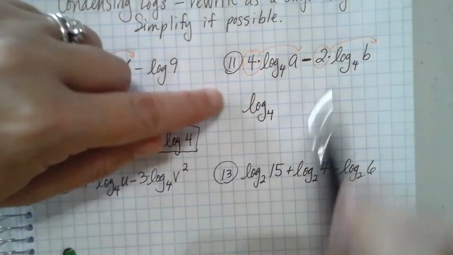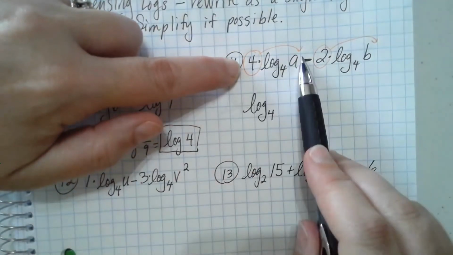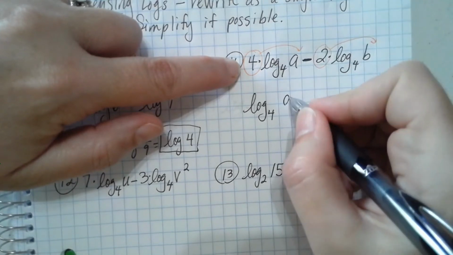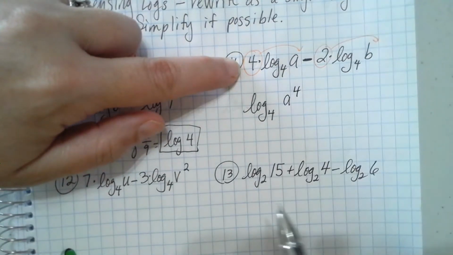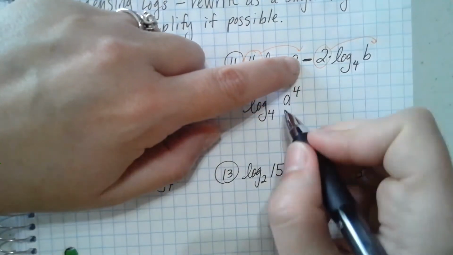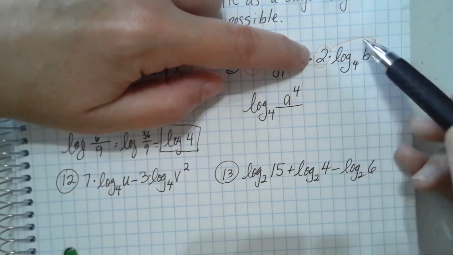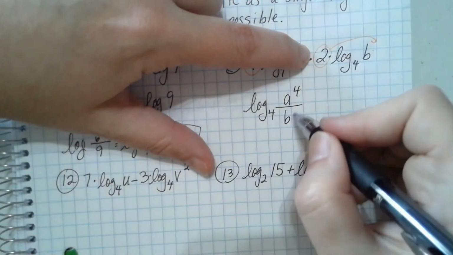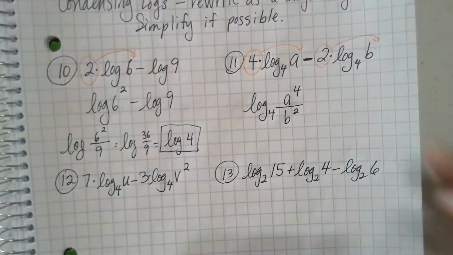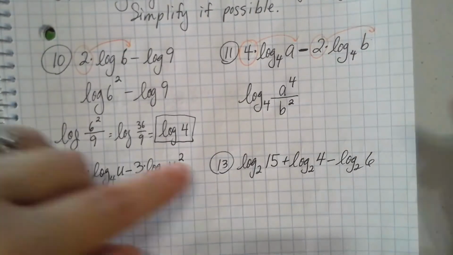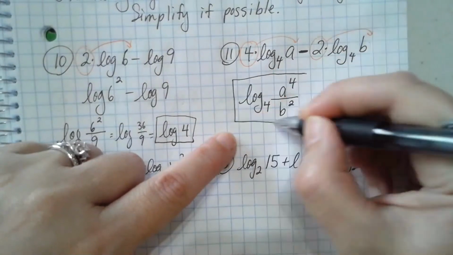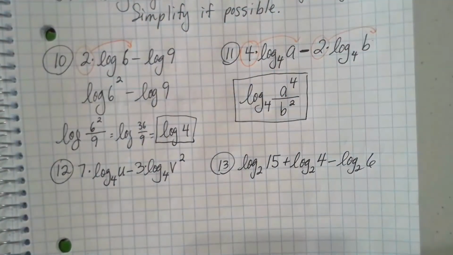So I have my log base 4. I'm going to change this to my exponent, A to the 4th power. And we said this subtraction sign means for us to divide. And then I'm going to make this into my exponent, B to the 2nd power. Can I reduce that at all? If I've got A's and B's, nope. Just like that.